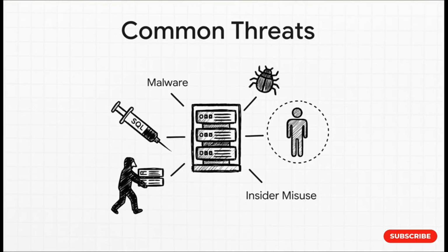Now, what's really wild is just how many different ways this fortress can be attacked. You've got the high-tech stuff, like hackers using SQL injections. You've also got low-tech threats, like someone literally walking in and stealing a physical server. And maybe the scariest one of all, the threat that's already inside the walls. This is exactly why one big wall is never enough. You need layers upon layers of defense.